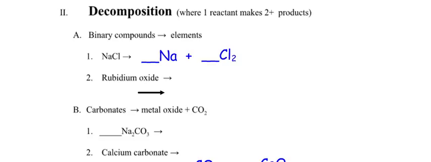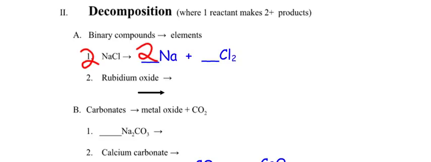So what we need to do now is balance it. So one sodium, two chlorines. What do I need to do with the two chlorines? I need to balance it so that I have two chlorines on this side. And now what just happened? Well, my sodiums are messed up. Now they're fixed. Okay, so that wasn't too bad.